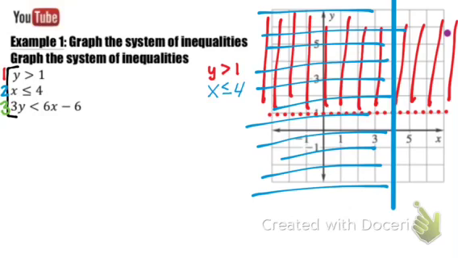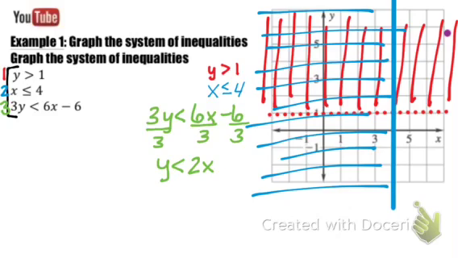So the third inequality, we have 3y is less than 6x minus 6. And remember, we need to have this inequality in slope-intercept form, so I'm going to divide each side by 3. And then simplify, I should have y is less than 2x minus 2, where my slope is 2 and my y-intercept is negative 2.